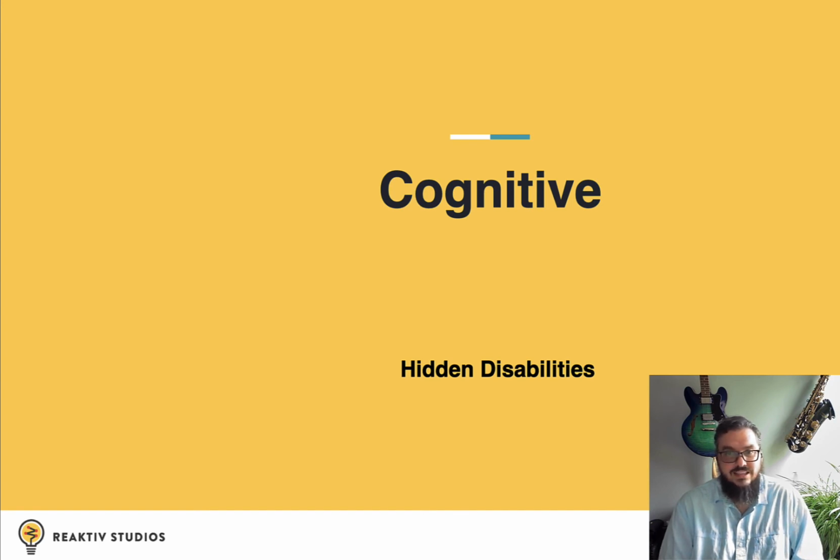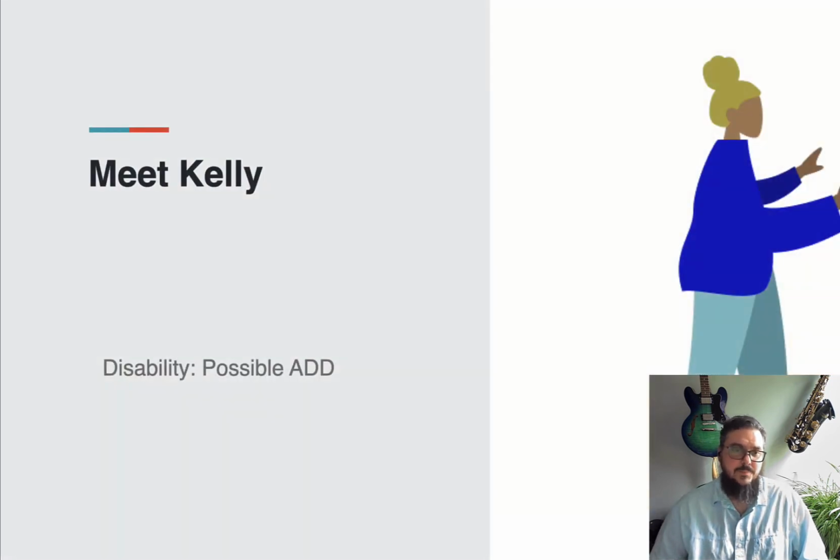Often, cognitive disabilities fall into this category. We might think about people with something like autism or Down syndrome when we think of cognitive disabilities, but there's a wide range of disabilities under this net, including ADD, ADHD, reading disorders like dyslexia, epilepsy, and many others. This can also be affected by situational factors like trying to focus on a task in a busy environment versus a quiet office. Let's meet Kelly.